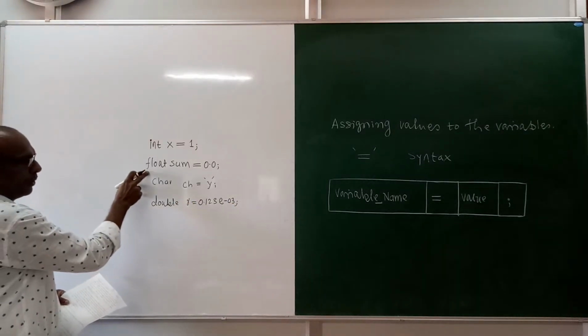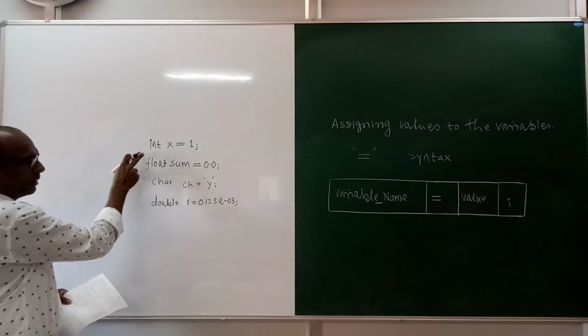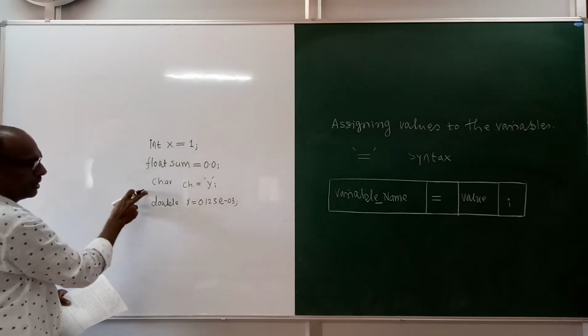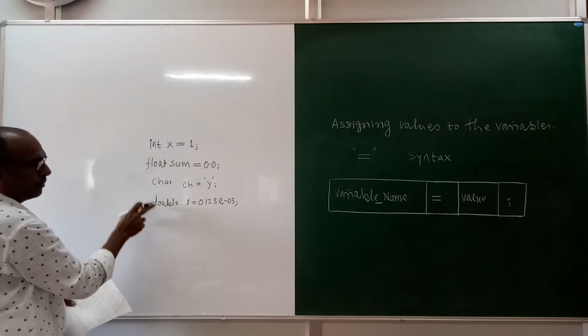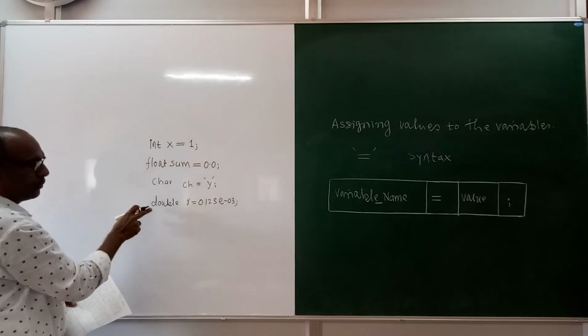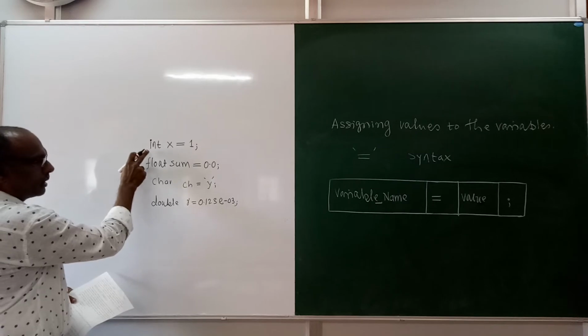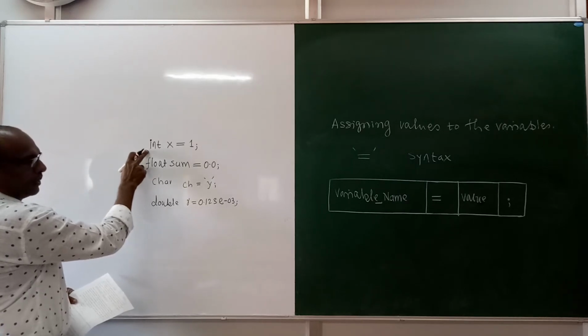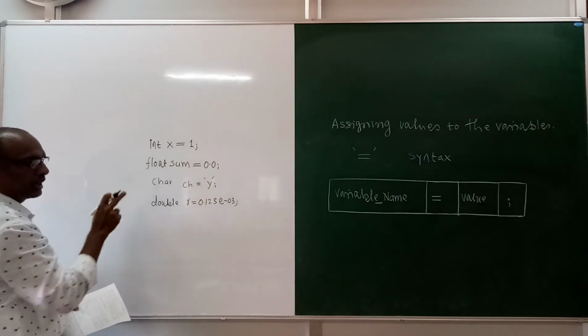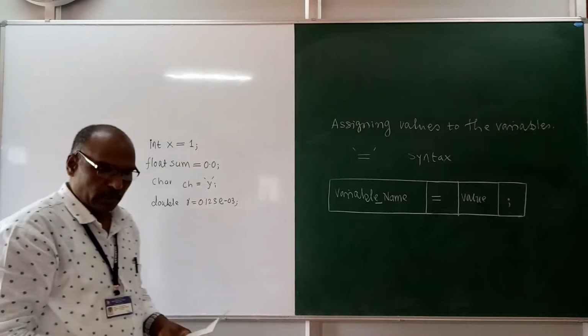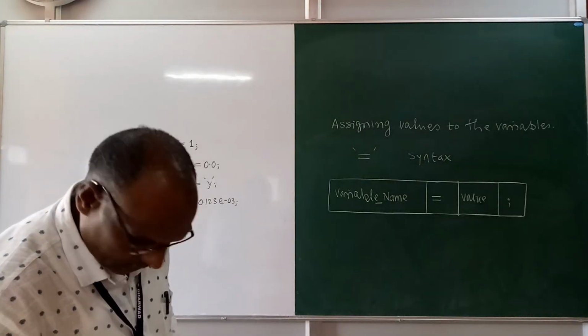Double, char, float, integer, they are the keywords. We have already seen them. They have one or two different meanings. We have discussed them. Now here it represents the keyword. Here it represents a data type. Very soon we'll discuss this.